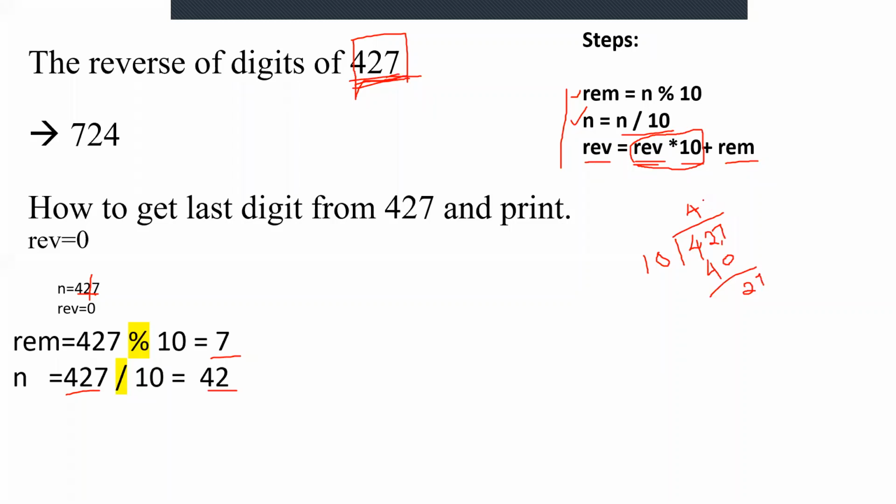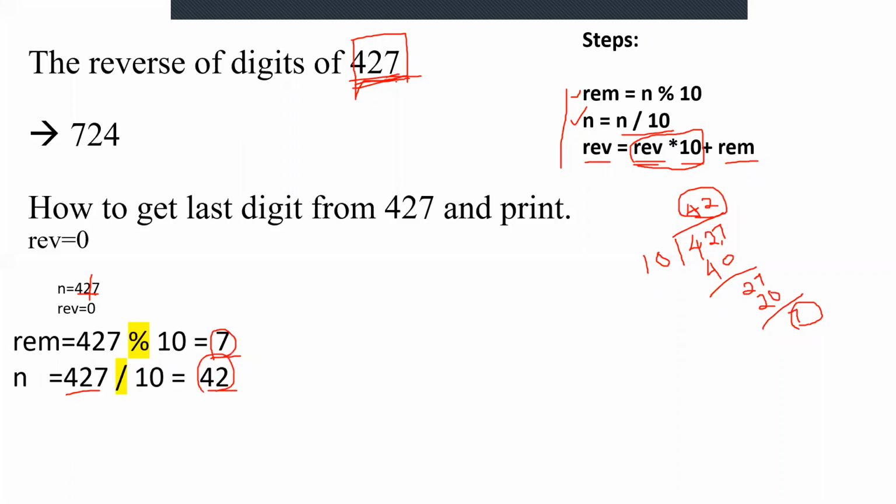Again, how many times will it go? It will go 2 times, right? So we wrote 20 and the remainder will be 7. So in this step, the remainder we are getting is 7 and the quotient we are getting is 42. That is what I have written over here, the mod value and the division.